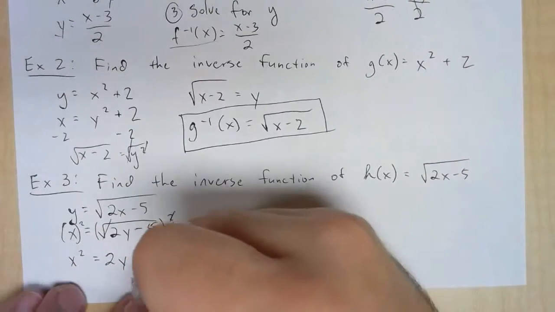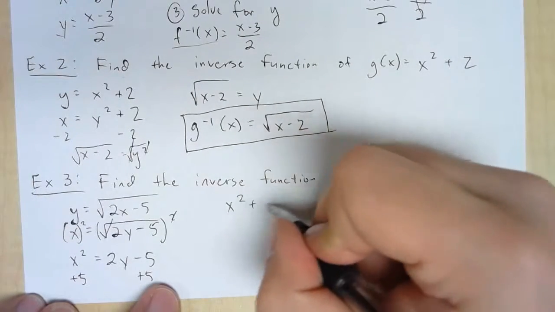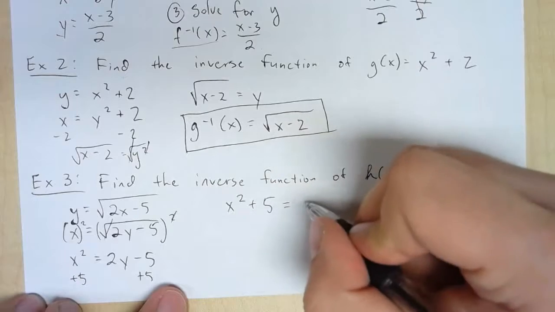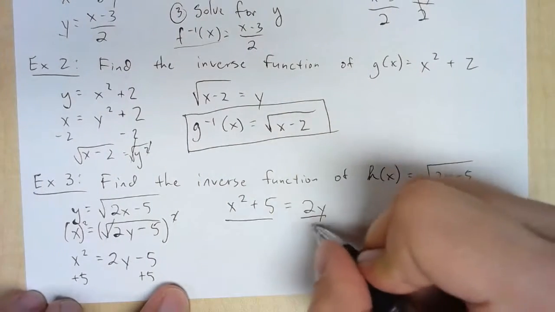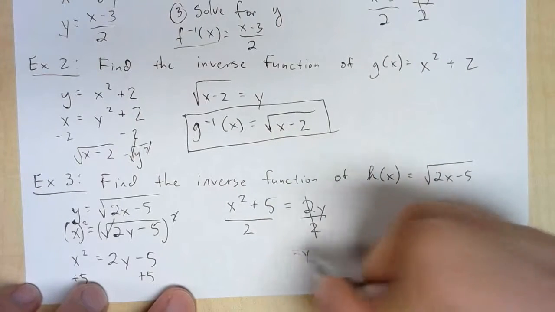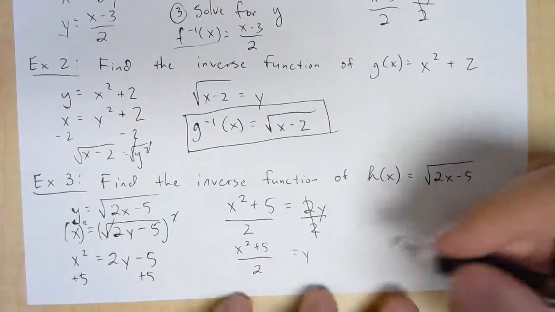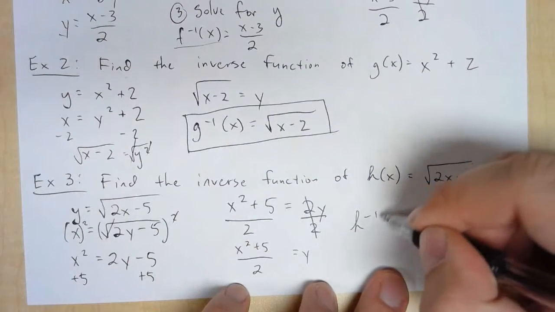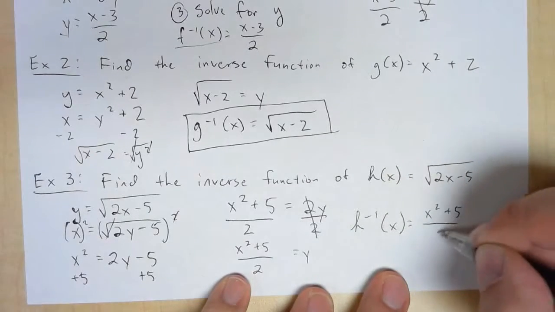So if I want to solve for y, I'm going to need to add 5 on both sides first. Remember, we're working like a reverse PEMDAS, if you want to think about it like that, reverse order of operations, equals 2y. Now we need to divide by 2. So we get y equals x squared plus 5 all over 2. So it says the inverse, h inverse of x, is equal to x squared plus 5 all over 2.